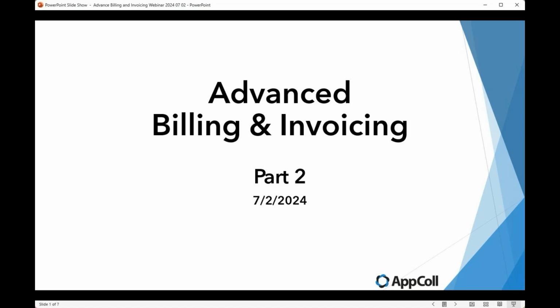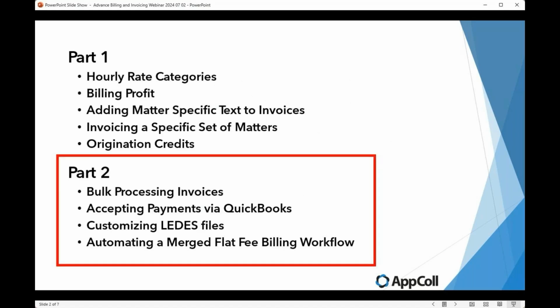So as Mason said, I'm going to cover part two of the advanced billing and invoicing features in AppCall. You can see what we covered in part one, and you can see what we're going to cover in part two. We're going to talk about generating lots of invoices very quickly with bulk invoicing. We're going to then talk about accepting payments using QuickBooks if you're syncing up with QuickBooks Online.